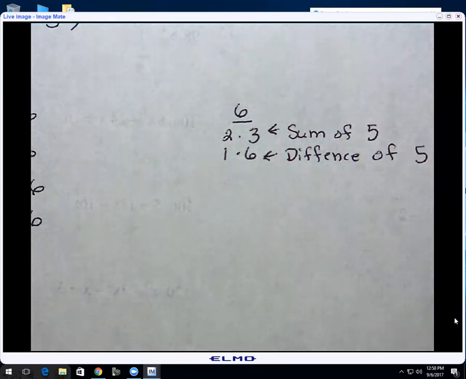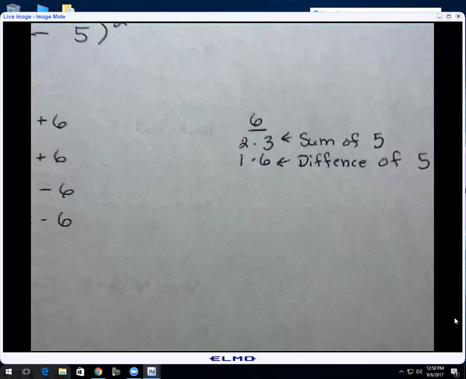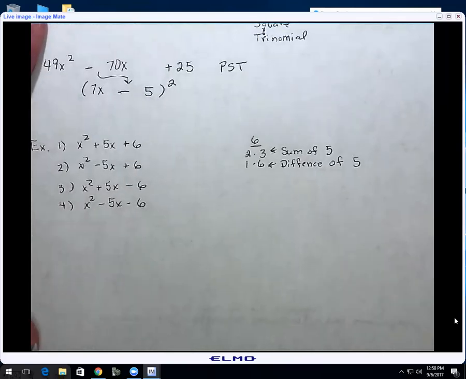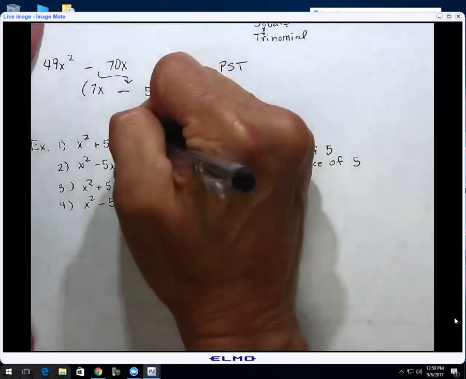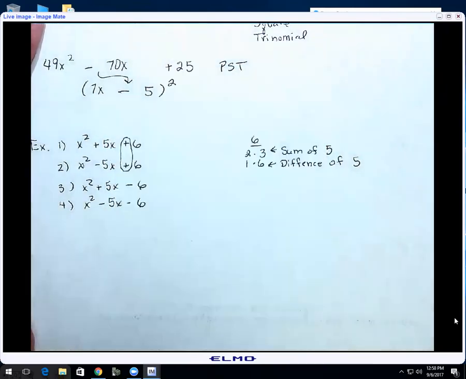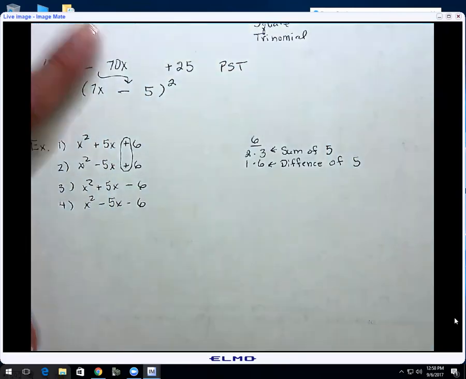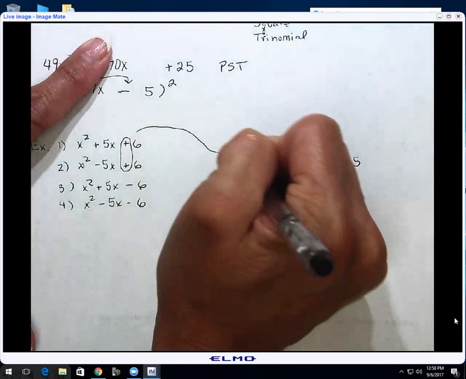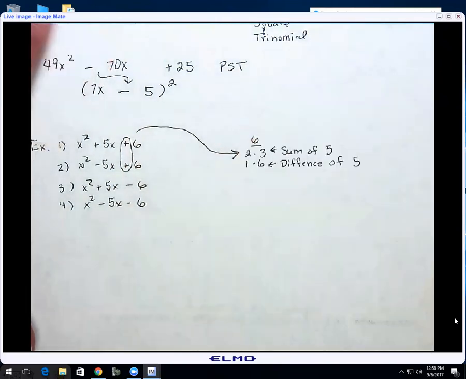Now that I know that there are 2 pairs of factors of 6 that give me 5, how do I know whether to use the 2 and the 3 or the 1 and the 6? Well, it turns out that that all boils down to the last sign. When the last sign's positive, I'm going to use the factors of 6 that have a sum of 5.